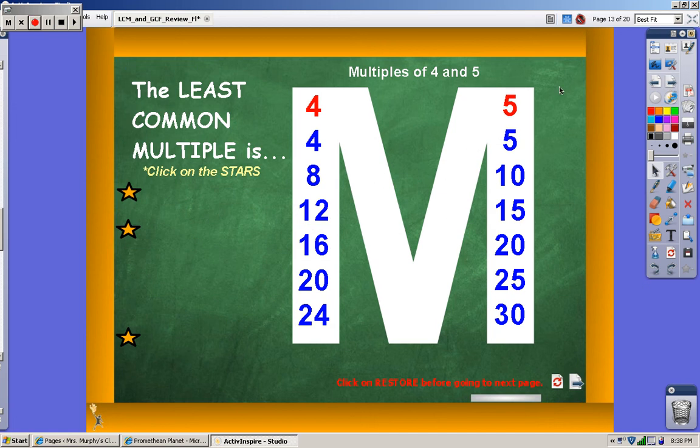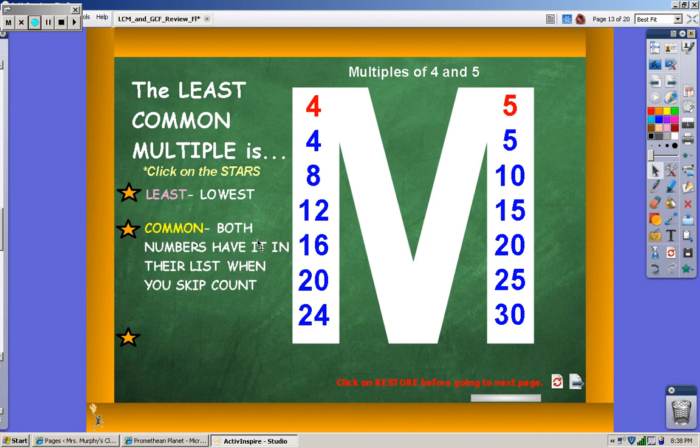The least common multiple, you have to know what that is before you can start. The least is the smallest, the lowest one that they have. Common means that they have it in both of their lists. When you sing your sweet little songs from 3rd grade, or when you skip count your numbers, you can find the number that they have in common when you're comparing their lists. And multiple: a multiple is a number that is larger than your original number. You can multiply by any number and get a multiple of that number.